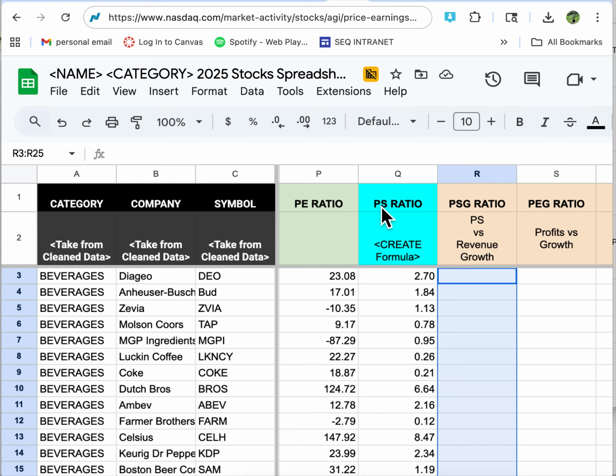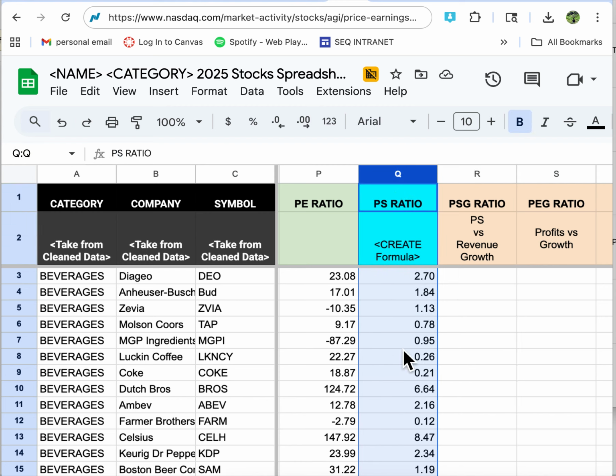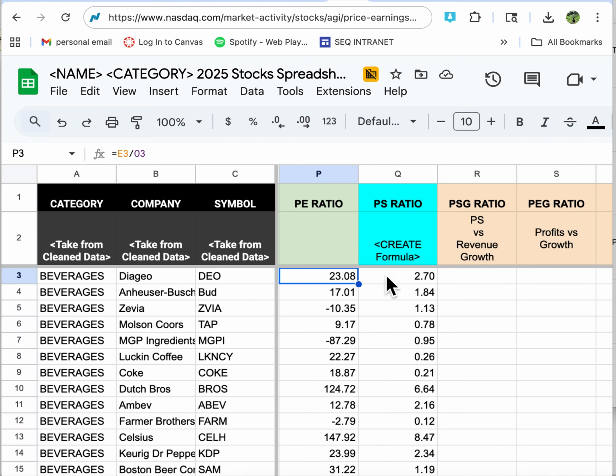So last time we looked at the PE and PS ratio, which is looking at how expensive is the share price compared to how much profits they make, and this one's how expensive it is compared to how much revenue they take in. Sometimes though you want to look at how fast the company's growing. So what we do for that is we divide this by the growth rate. So if I wanted to find the PS versus the growth rate, it's like, okay, well, how expensive is this compared to how fast it's growing?